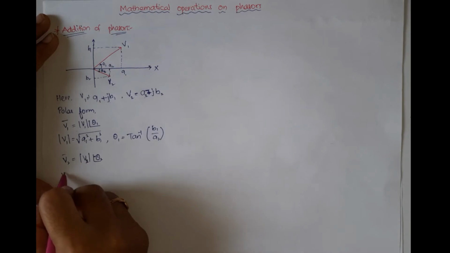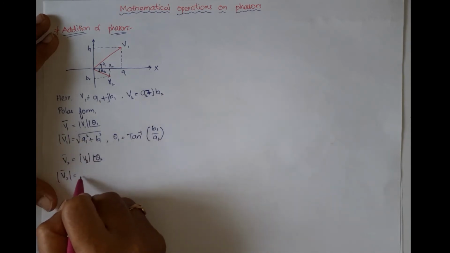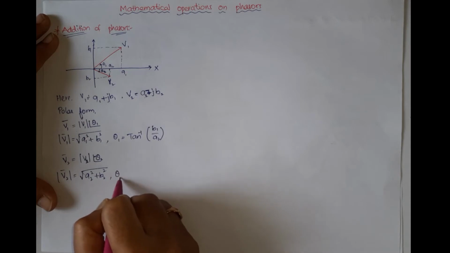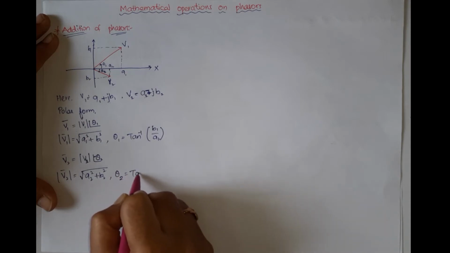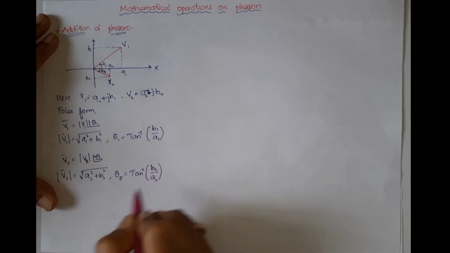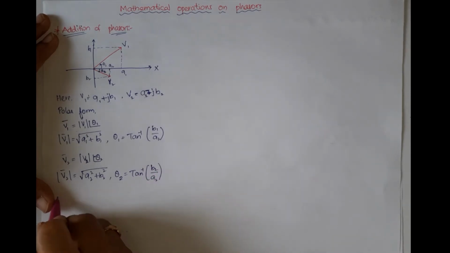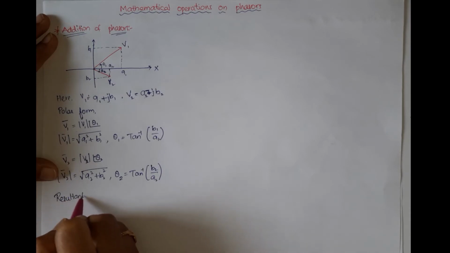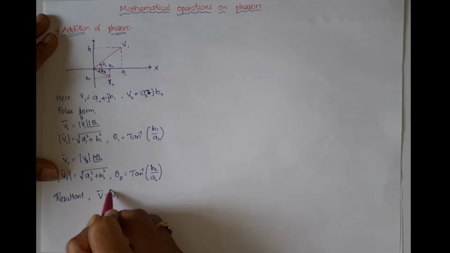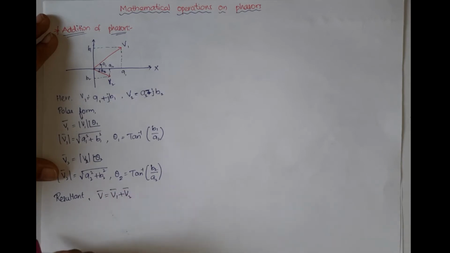Coming to its magnitude, it is root of A2 square plus B2 square, and theta2 is equal to tan inverse of B2 by A2. Now to find out the resultant, that is V bar is equal to V1 bar plus V2 bar.